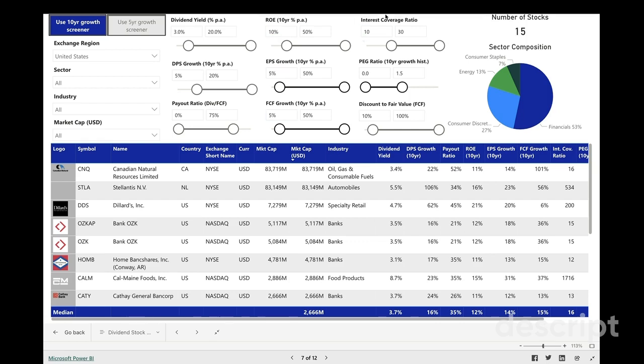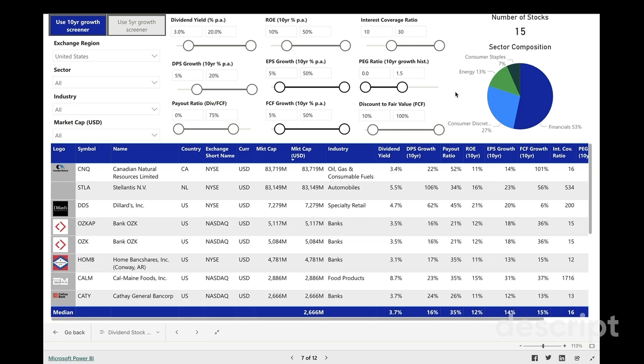Interest coverage ratio, greater than 10. Price earnings to growth ratio, less than 1.5. Discount to fair value using historical free cash flow growth, greater than 10%. These metrics help identify companies with attractive dividend yields, consistent dividend growth, sustainable payout ratios, strong profitability, and growth potential. The price earnings to growth ratio and discount to fair value metrics also help gauge whether the stock is undervalued relative to its dividend and growth prospects.